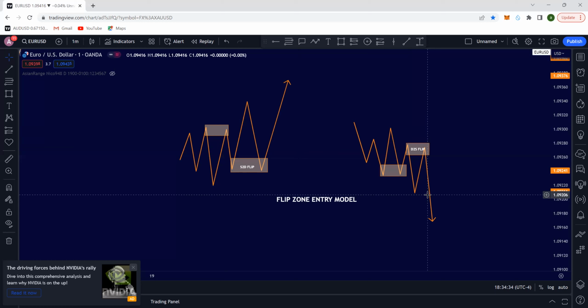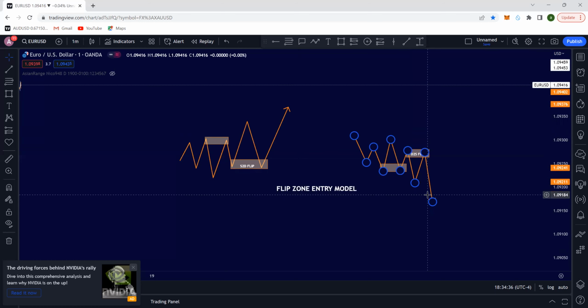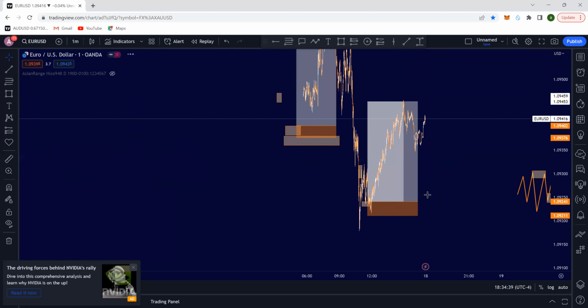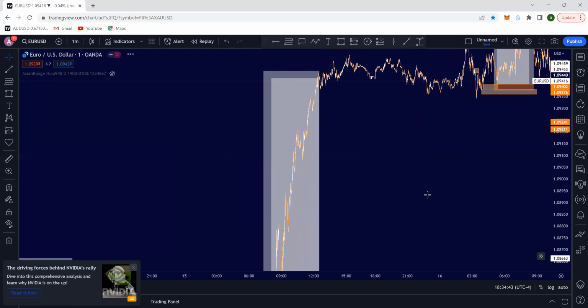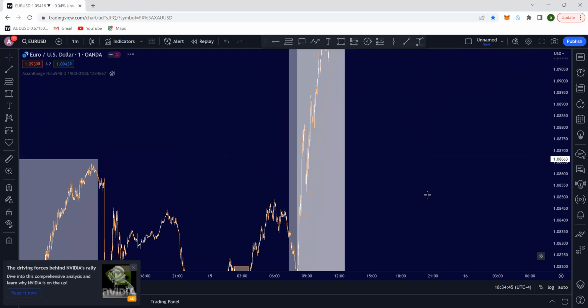So I'm just going to show you guys some examples of flip that I've actually worked out. Let me start with this one here, because this one was actually a massive trade that I saw.